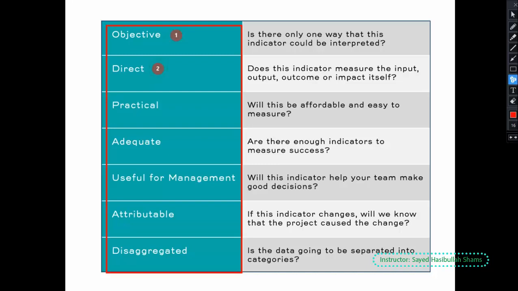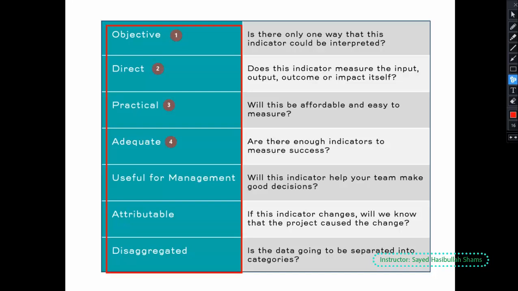Second one is direct. The indicator must directly measure the input, output, outcome, or impact. So a proxy measurement will not be a strong indicator. Third, practical. It means that we can easily measure these indicators or not. Fourth, adequate. It means that these indicators measure enough, so the indicator that we select for our project must measure enough.